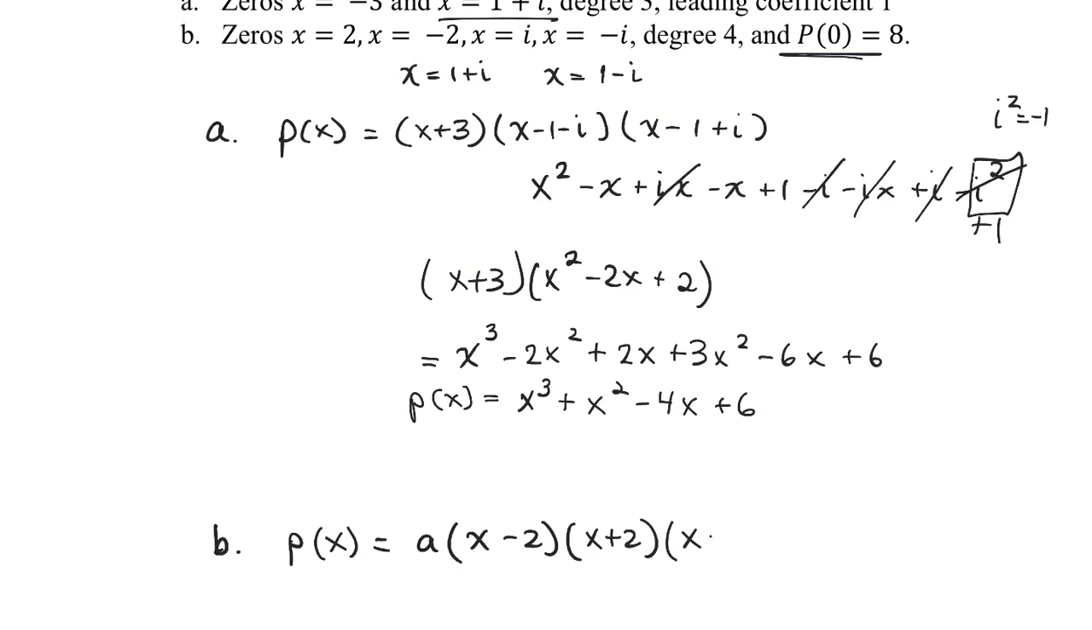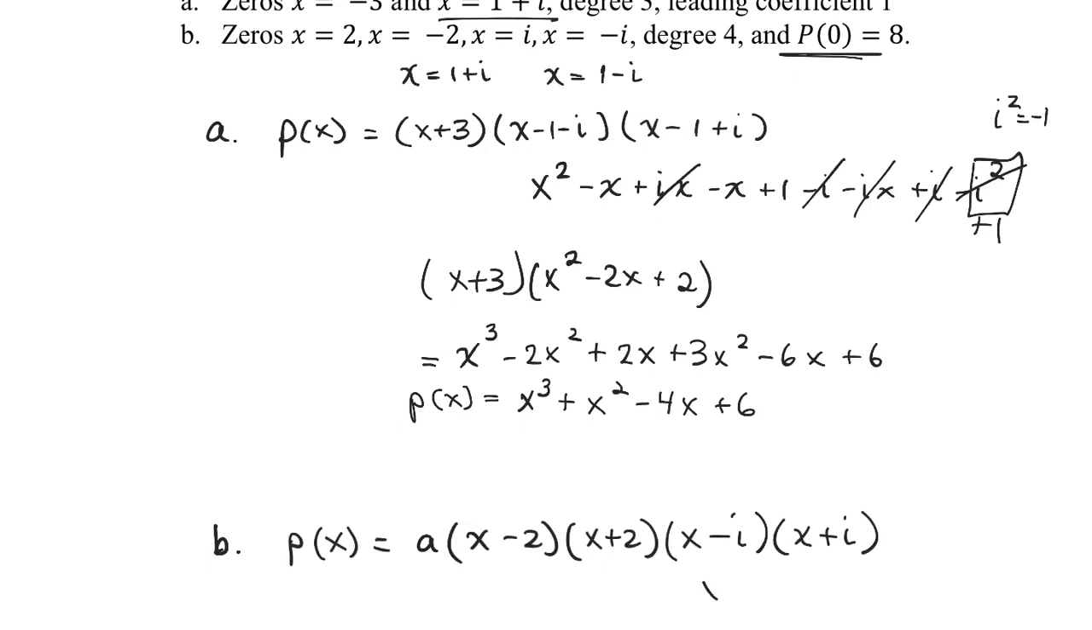x minus i and x plus i. So there's the polynomial in factor form. And again, the reason that there's an extra variable here, a, is it was not explicit in the problem what the leading coefficient is. They gave us an initial condition, which we can do at the end. So we need to put in some variable to hold the place of that leading coefficient until we find out. So again, multiply the two factors together that contain the imaginary parts.